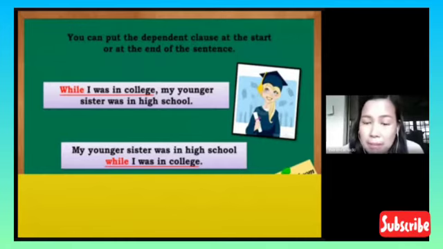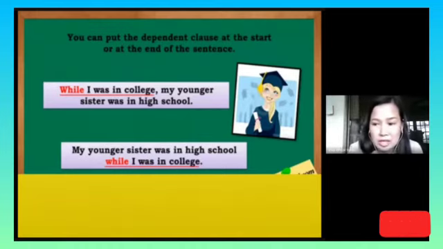If you want to put the independent clause first, you don't need to put a comma. "My younger sister was in high school while I was in college." You saw in the second example, there is no comma.